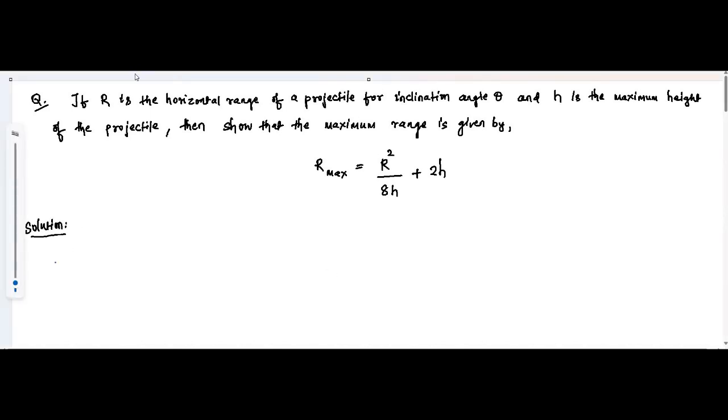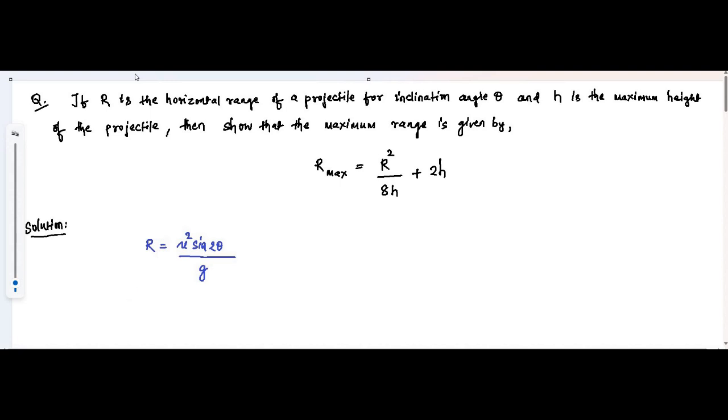Okay. So here first let us write down the formula for horizontal range. Horizontal range is equal to u square sine 2 theta by g. Okay, this is horizontal range.